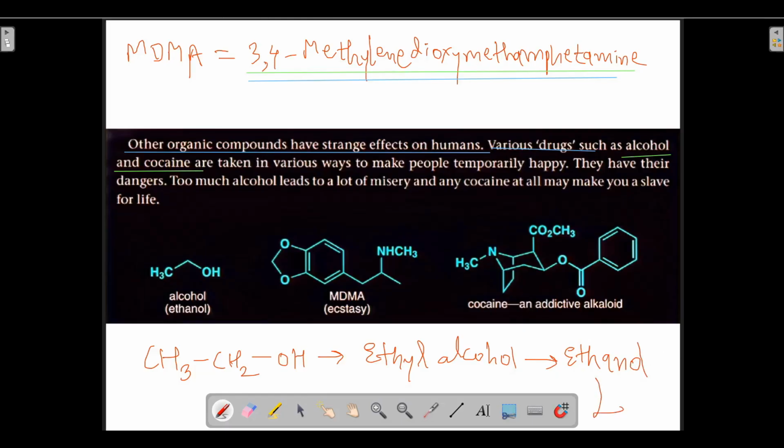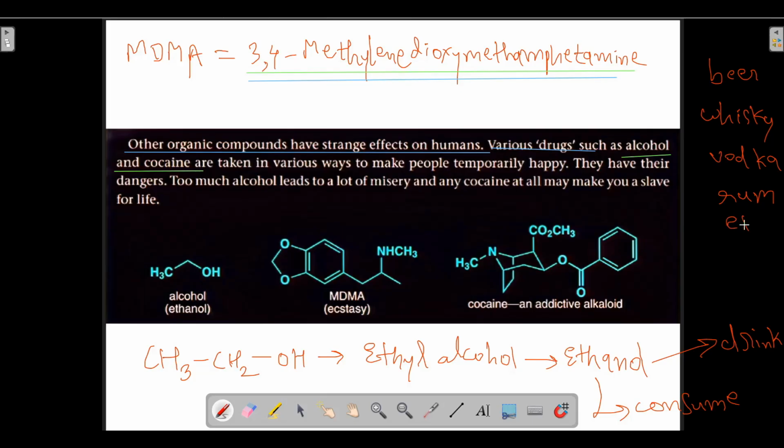Many people consume it in the form of drink. What kind of drink? Drink can be beer, whiskey, vodka, rum, and many more. All of these things, beer, whiskey, vodka, rum, etc., contain ethyl alcohol or ethanol.